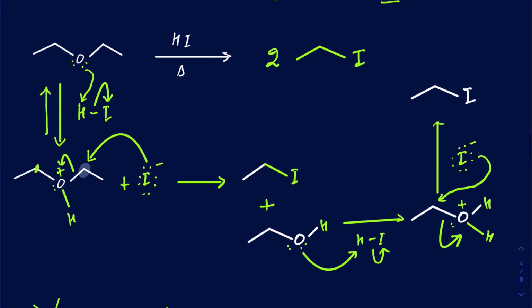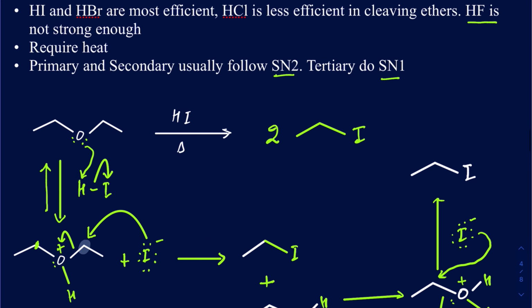So if you have a symmetrical ether, the alkyl halide that you create is going to be the same at the end of the day. So you're going to make 2 moles of ethyl iodide here. Just draw that right here as your final product. If you have an unsymmetrical ether, then you will make 2 different types of alkyl halides, and I'll show you this in the next example here.